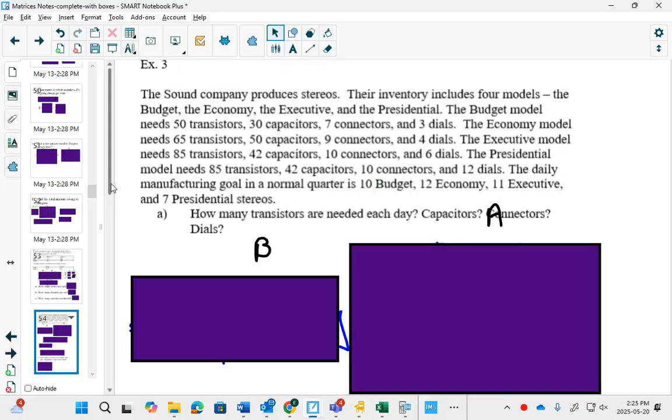Okay. This is the not fun question. They give you all of the data just in a huge written paragraph. A sound company produces stereos. Their inventory includes 4 models: the budget, the economy, the executive, and the presidential. The budget model has 50 transistors, 30 capacitors, 7 connectors, and 3 diodes. And then it goes and tells you what every one has. This is a lot of data.